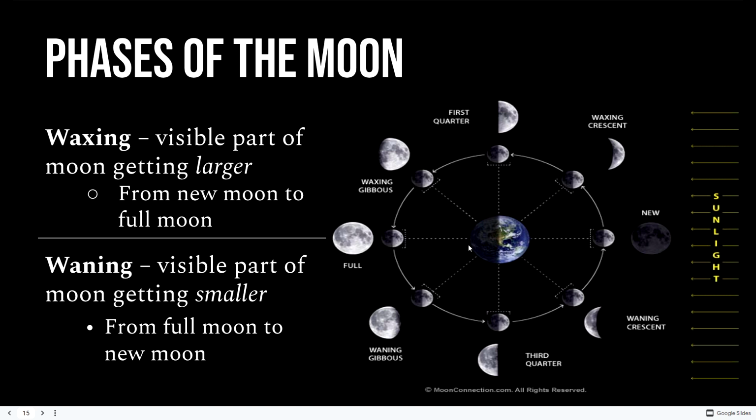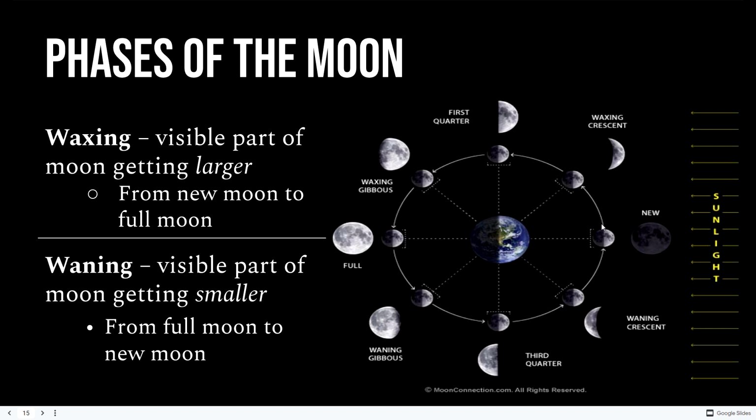So at 9 o'clock position here, we're seeing a full moon. So this side that is fully lit up is reflecting sunlight on the whole surface that we can see. Over here at 3 o'clock, the sun's rays are hitting the back side of the moon, the side we don't see.